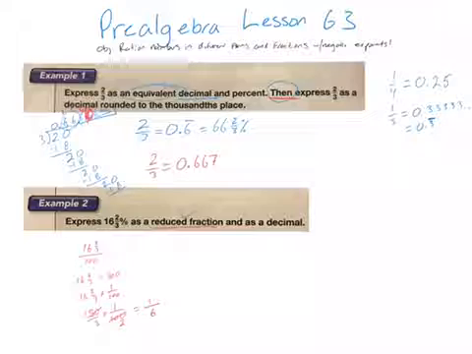Cha-ching. And then we remember, and as a decimal. So if we want it as a decimal, I'm going to skip back to example 1. Remember, 2/3 is 0.6 repeating. So then I'm going to say 0.16 repeating 6, because that 2/3 is 0.6 repeating. And there, now we have it as a reduced fraction and as a decimal.